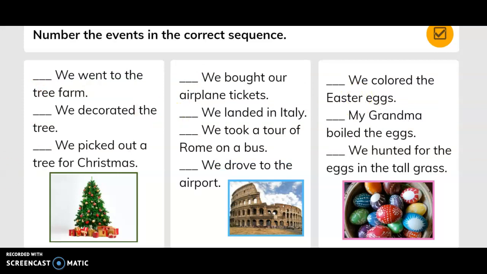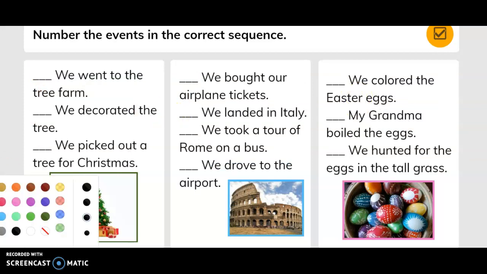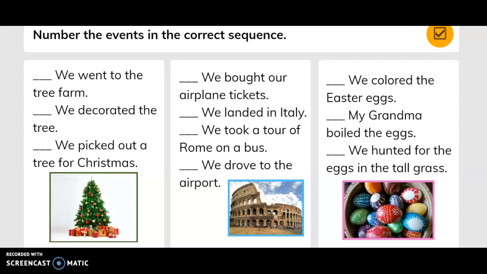Number the events in the correct sequence. We went to the tree farm. We decorated the tree. We picked out a tree for Christmas. We went to the tree farm. We picked out a tree for Christmas. We decorated the tree.